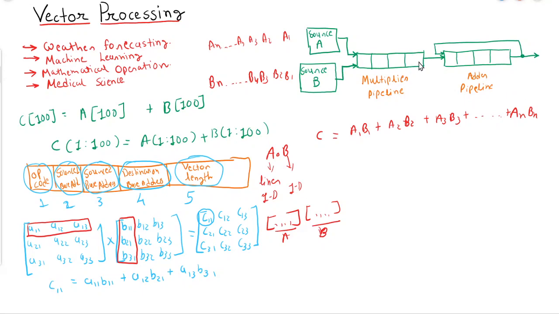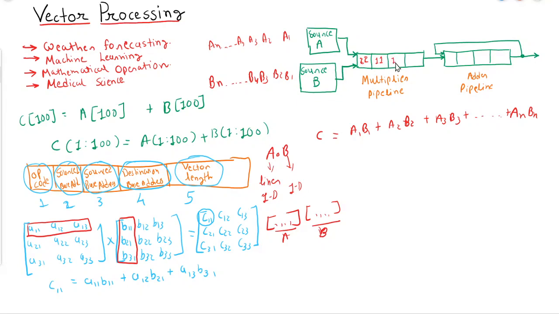What will the multiplier pipeline do? The multiplier pipeline will perform the multiplication of A and B, and the adder pipeline will perform the addition. Clear? So let's see how it will work. Here A1 and B1 will be fed first, so there will be multiplication of A1 and B1. Then in the next clock cycle, this A1 B1 multiplication will be here. Here there will be A2 B2.